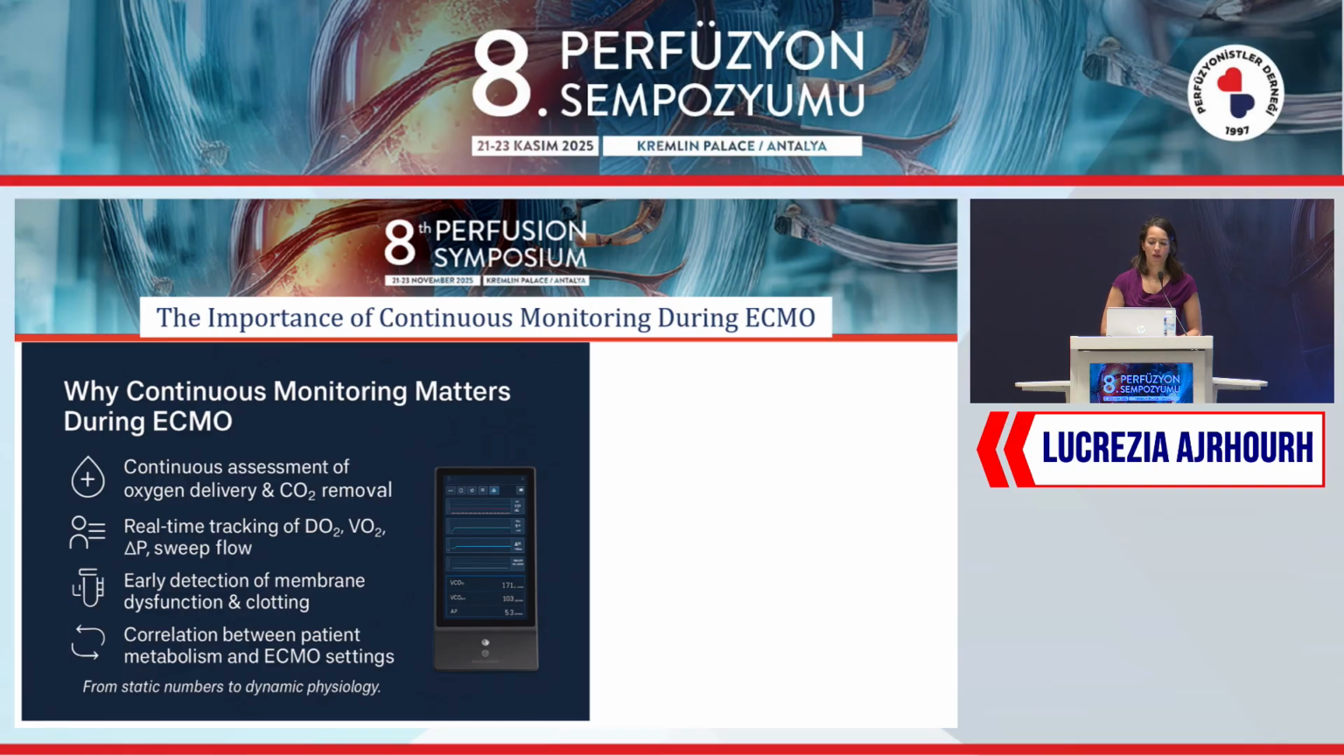And our goal is maintaining the right balance between oxygen delivery, CO2 removal, and the patient's metabolism. That is essential. Small variations in gas flows can be detected, and it is very important because in this case, the clinician is able to track in real time VO2 and VCO2 and to assess the patient's metabolic condition.